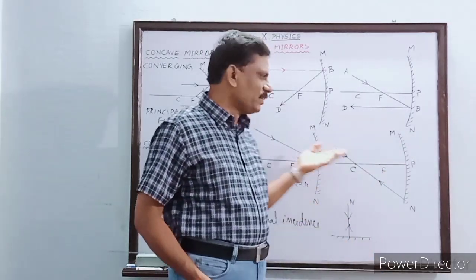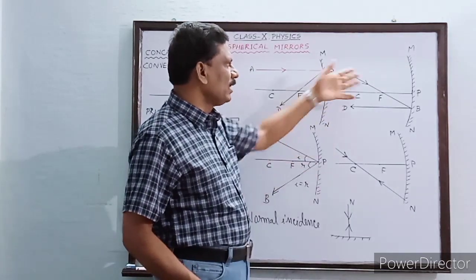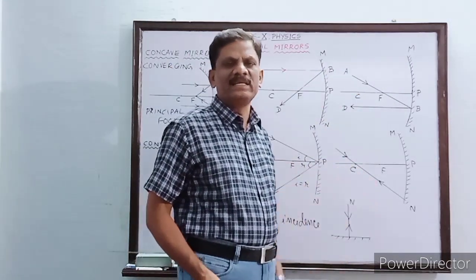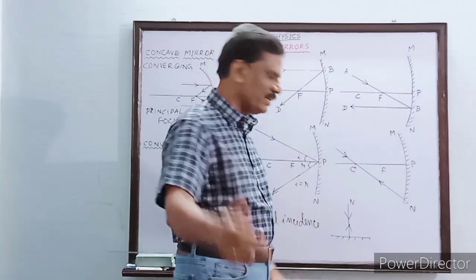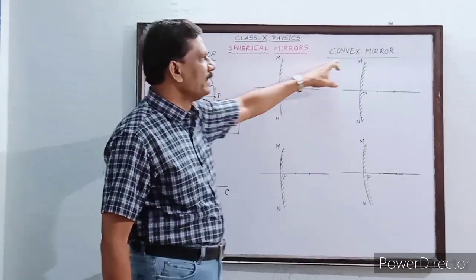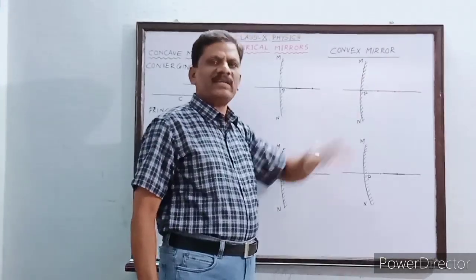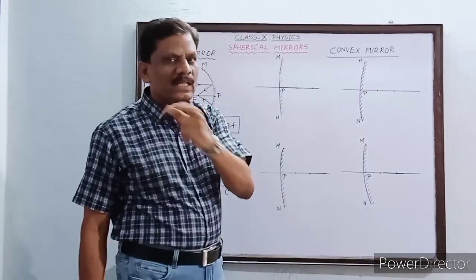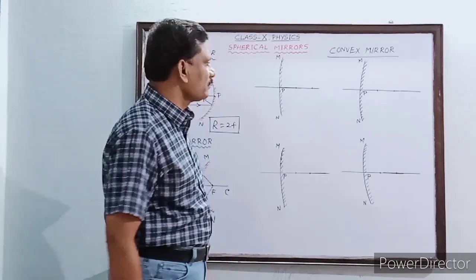Okay. So next, we are going to draw the same diagrammatic representation in the case of a convex mirror. Be ready for that. Now we will be considering the convex mirror for different incident rays. How to draw the reflected rays, you learn now.